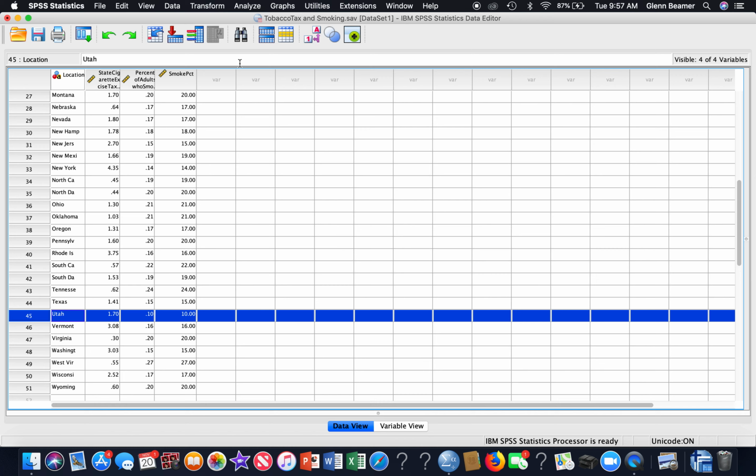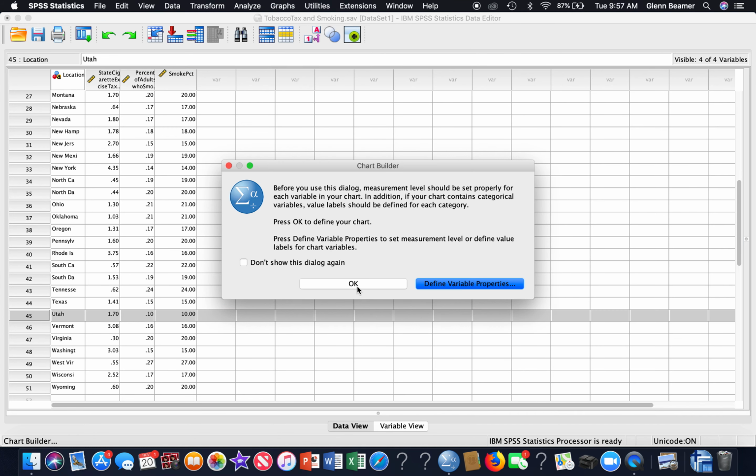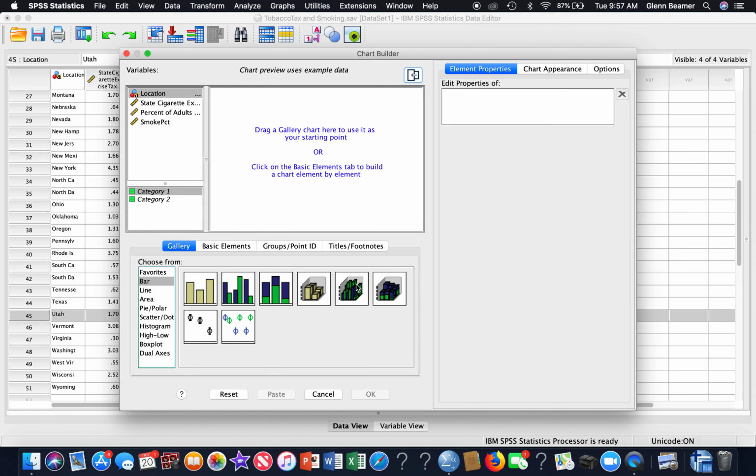The second step would be to actually do your correlation coefficient, or you could do a graph. I'm going to go ahead and do a graph. So if you go to Graphs and you go to Chart Builder, okay, I think we're okay. And I go to Scatterplot.